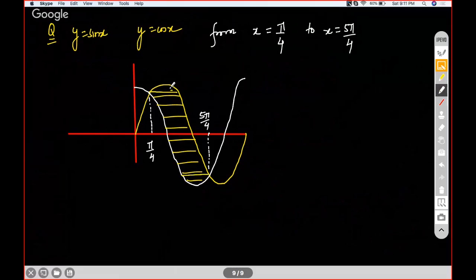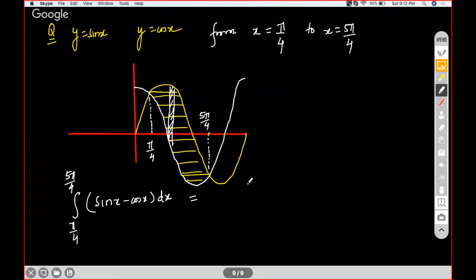So if I take a vertical strip, the head of the strip will always be on the sin x graph. The tail of the strip, or bottom, will always be on the cos x graph. So the height would always be sin x minus cos x. Thickness is always dx. And integration has to happen from pi by 4 to 5 pi by 4. So what was your question, Shreya? Nothing. I marked it wrong.